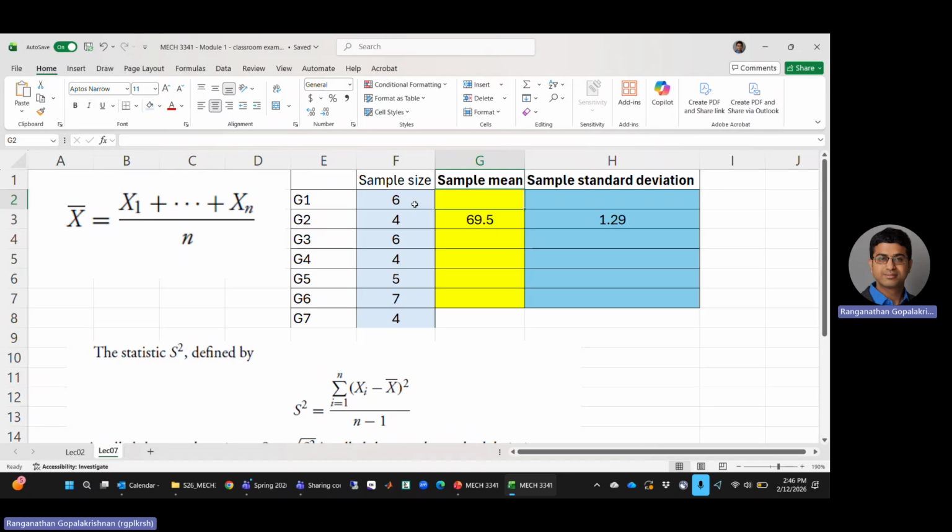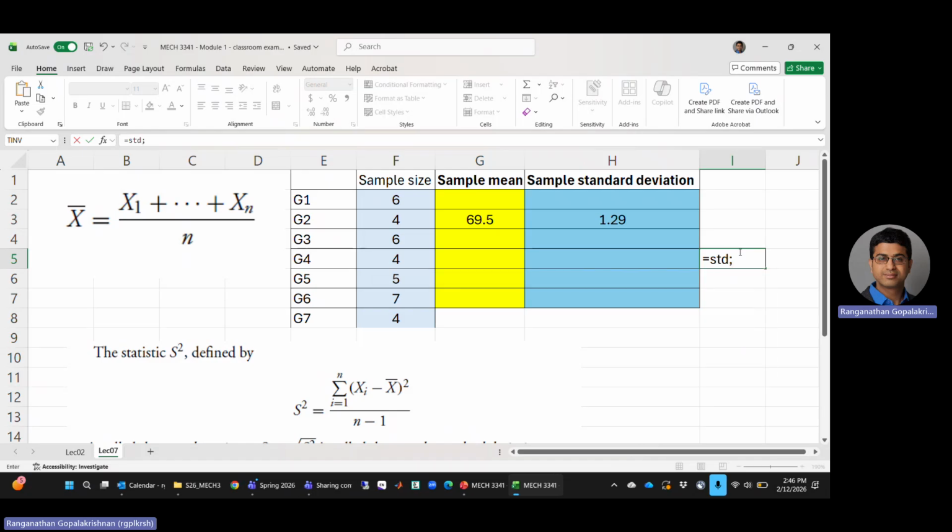Oh, listen up, please. If you are using Excel, you need to use standard deviation dot sample, STDEV.S. Make sure you use this function and not the dot P, because dot P will have n here. Dot S will have n minus 1. It's very important you use dot S.